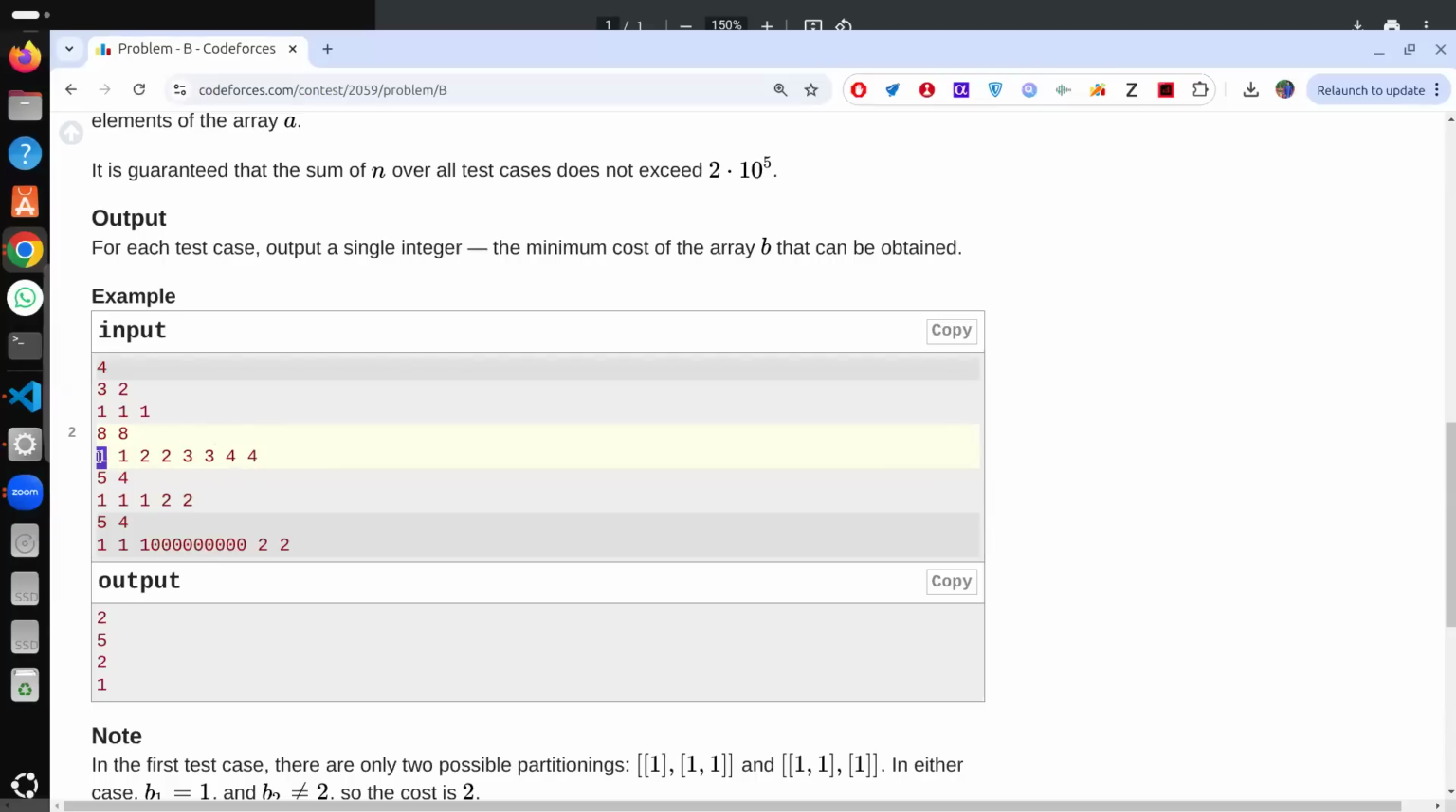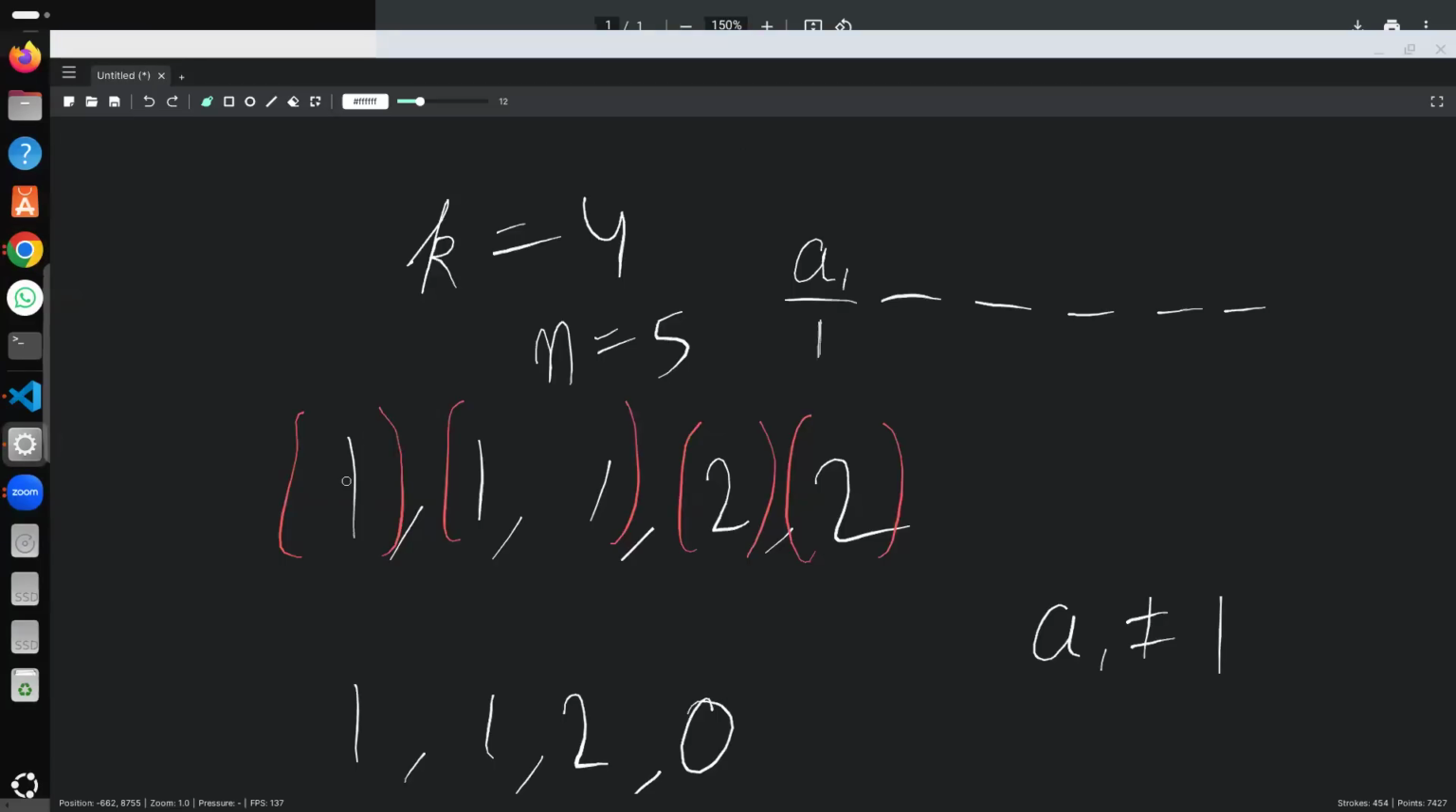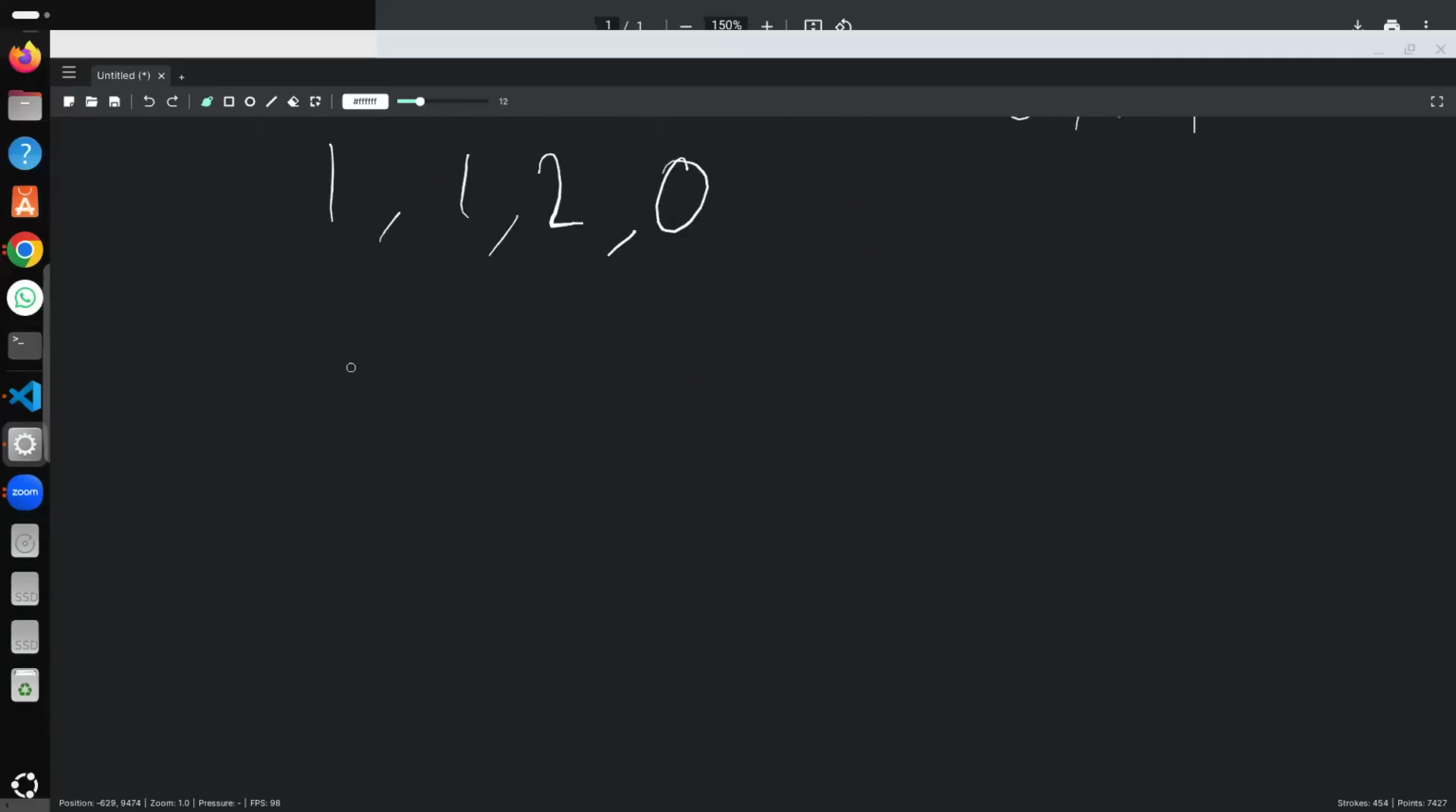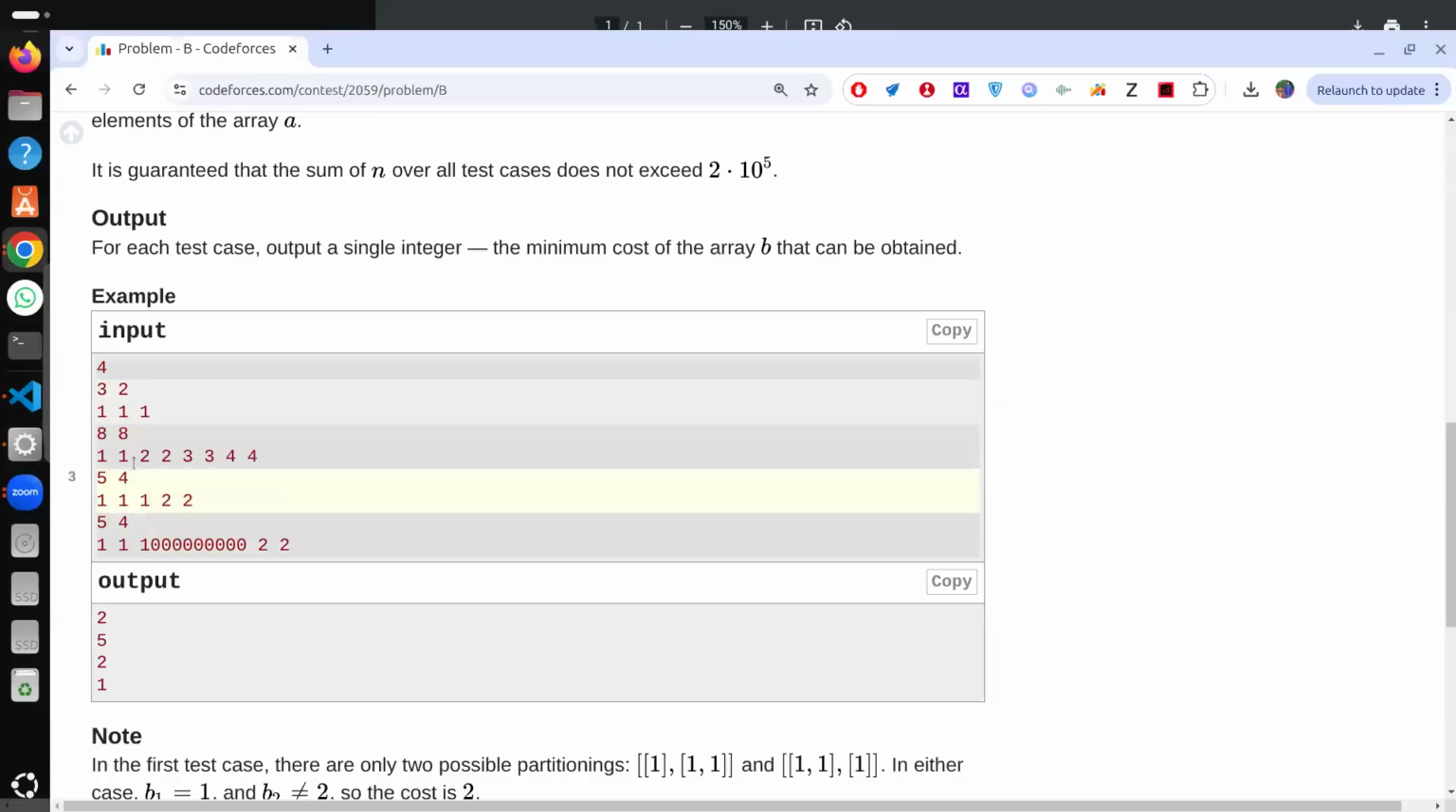Like we have to make it 1, 1, 2, 2, 3, 3, and so on. The segmentation is actually constant. We don't have any option. We have to put all the elements in different segments. So basically, we would have to take alternate elements into the array B. So in this case, what would the array B be? 1, 2, 3, 4, right?